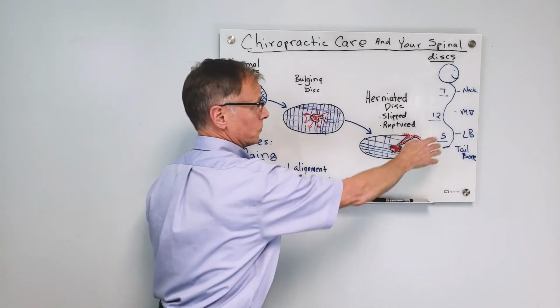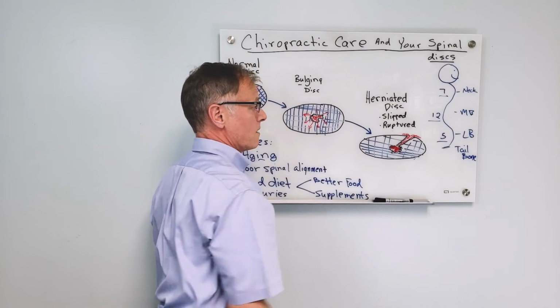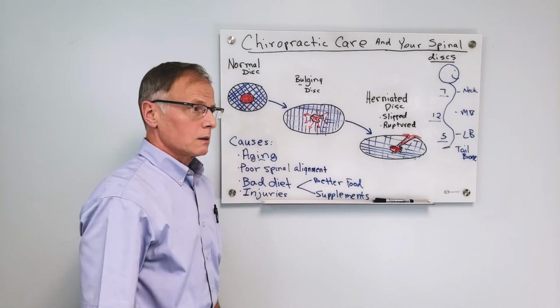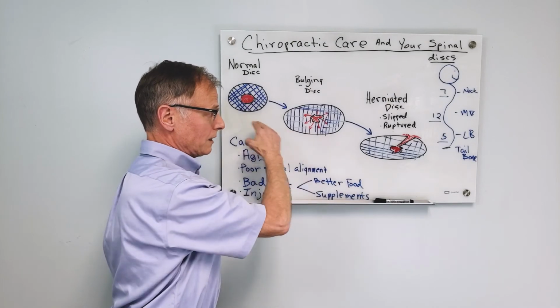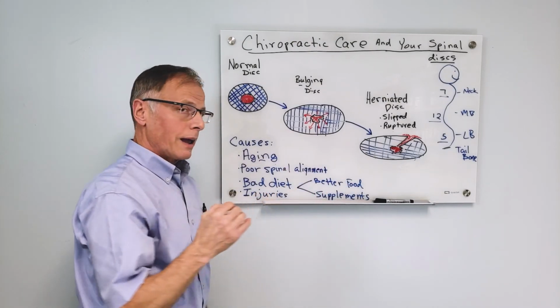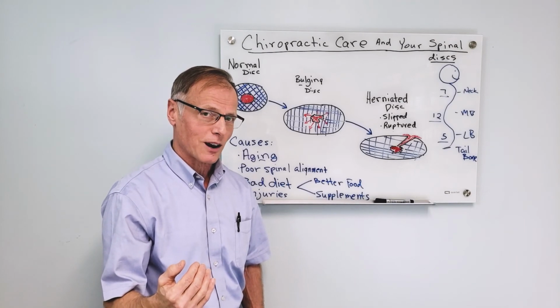There are quite a few discs in your spine. You have 7 neck vertebrae, 12 mid-back vertebrae, and 5 lower back vertebrae. Each of those has a disc in between. So there's really a lot that can happen with that spine, and to really keep it in better alignment, you need to have chiropractic adjustments, all right?